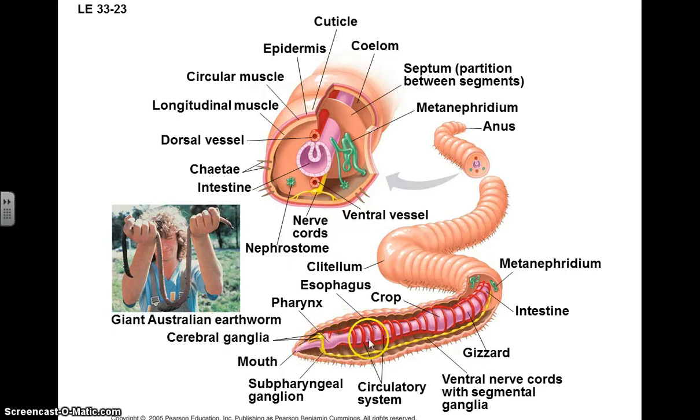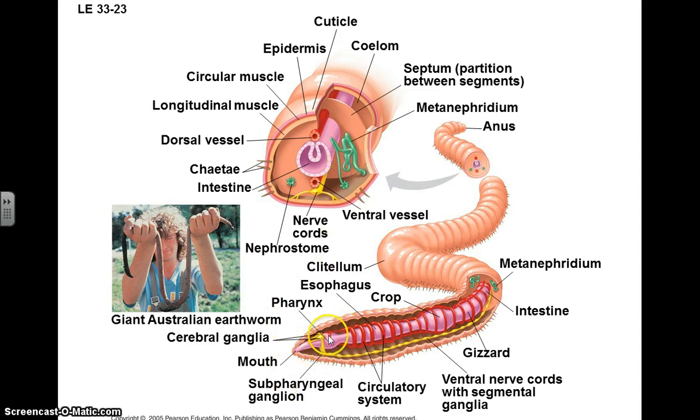Now, they have nerve tissue, their digestive tract, blood vessels that run throughout the body, but you'll notice each segment is divided by a membrane. And interestingly enough, each segment has its own little kidney, this metanephridium here, that helps to clean out body fluids.